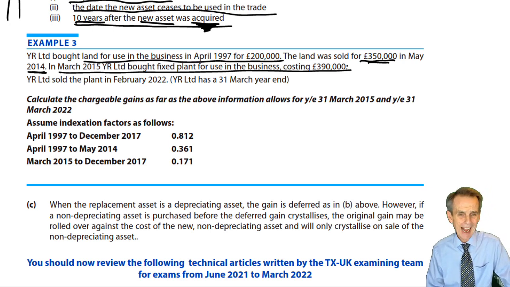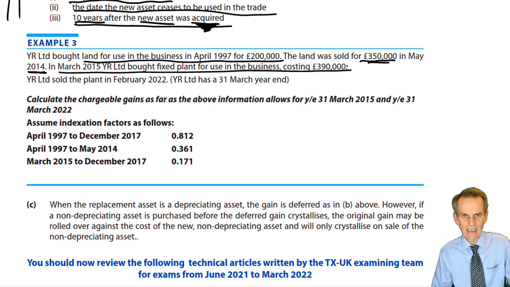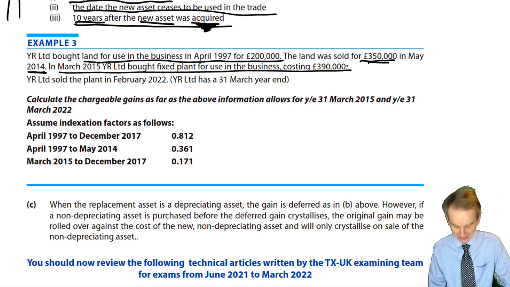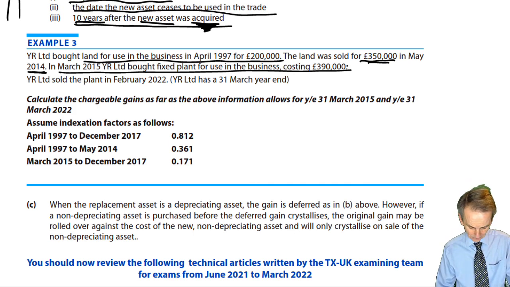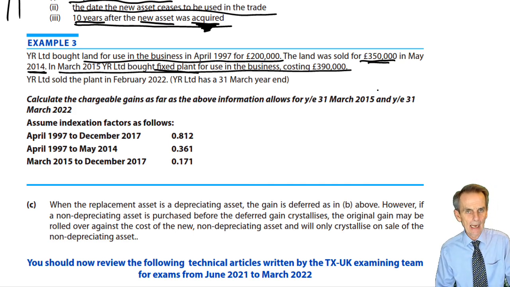The question may also say, at which point any available claim for relief was made. What that means here is that when we bought, well, it wasn't the 12 months before, but it was 3 years after the date of disposal of a qualifying business asset, the land used within the business, when we bought fixed plant for use within the business, then this was a depreciating asset. It will still allow deferral under the usual means.